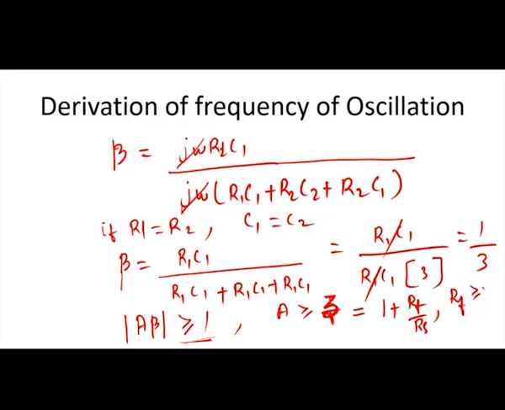This is the gain of the non-inverting amplifier. From here you are calculating Rf greater than or equal to 3 times, not 3 times, you have 1 here. So, 3 minus 1 is 2. So, 2 Rs.